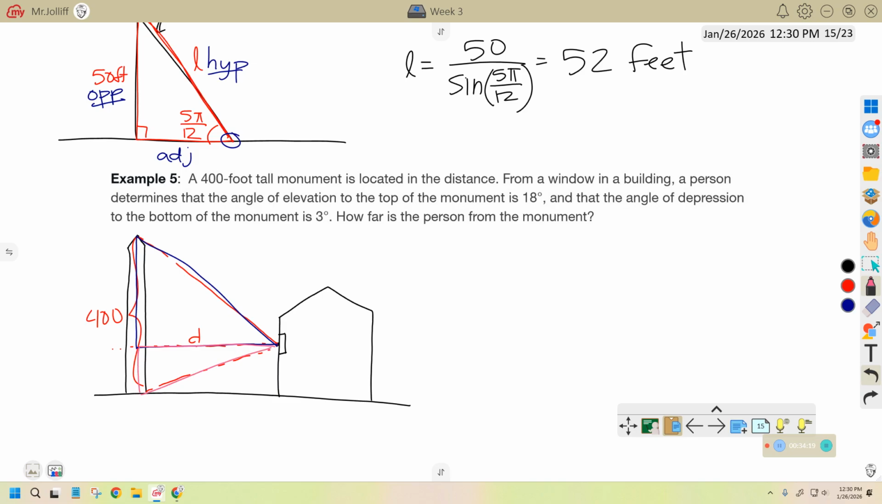And there were two different angles that were given. So the one for the top triangle from the window up is what? 18 degrees. Good. What about the bottom? 3 degrees. Yeah. Not 33.